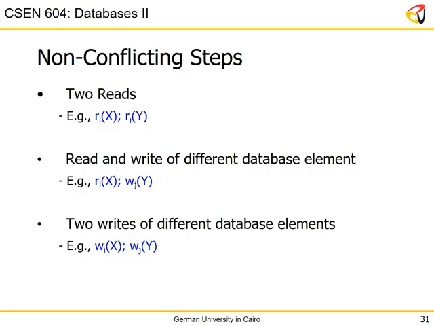Now, the third one is two writes of different database elements. Transaction I is writing X, say age, and transaction J is writing postal code. So whether you write the postal code first or the age, it doesn't matter. You can swap these two and put J first and then I next, and the result is going to be the same.